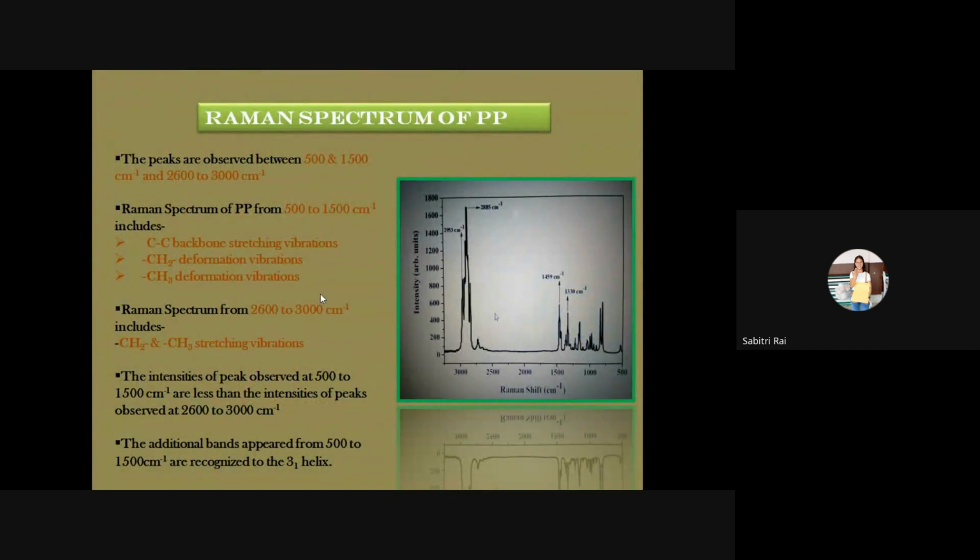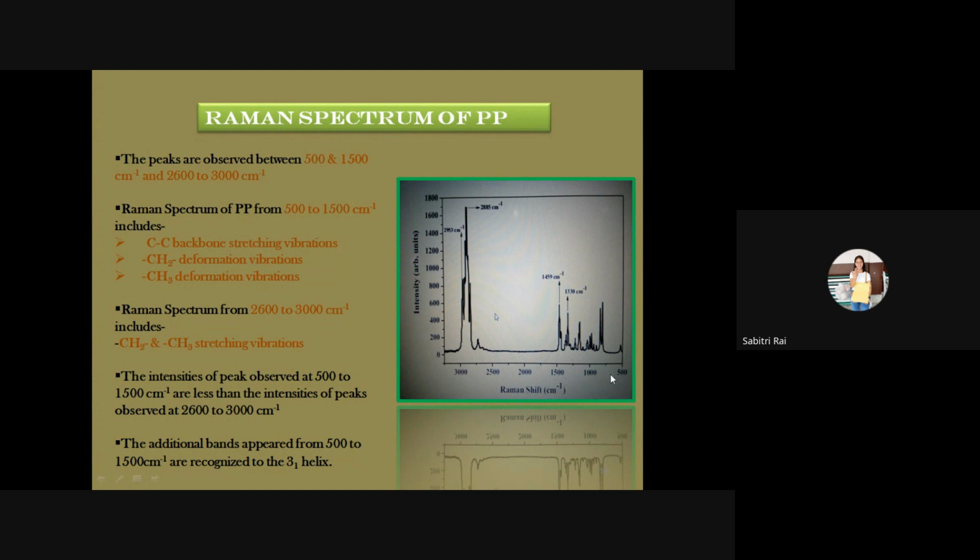Now we go on to the results obtained from the Raman spectroscopy. This is the Raman spectrum of the polypropylene. We have observed that there are peaks between 500 to 1500 centimeter inverse, and this is the gap in between, and we have obtained peaks from 2600 to 3000.